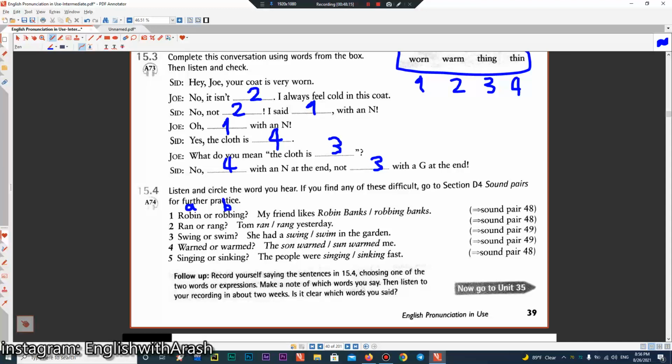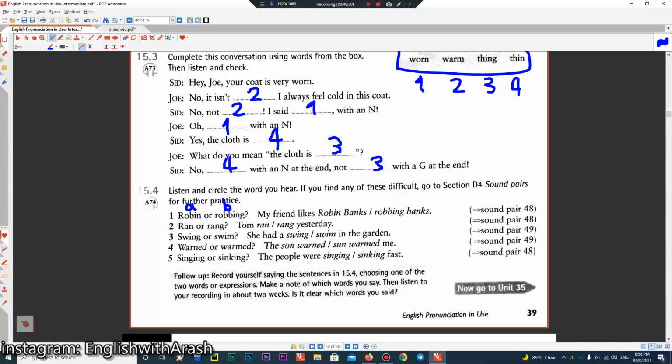Oh, this is one of those tricky ones. It's not easy to see the difference. I mean, to hear the difference. But let's see what you can do. I'm like you. Or robbing. My friend likes robbing banks.